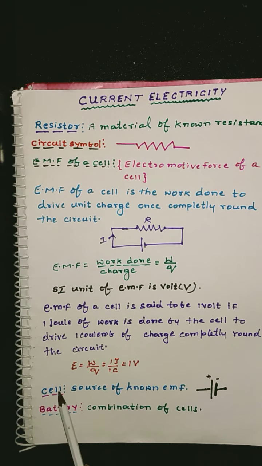So what is a cell? A cell is a source of known EMF, or a cell is a source of EMF. How do you represent it? It is represented by two parallel lines.